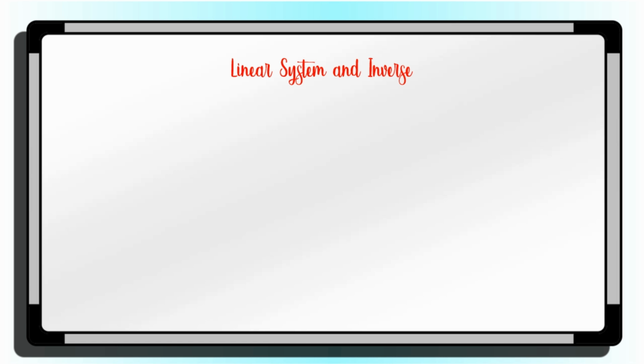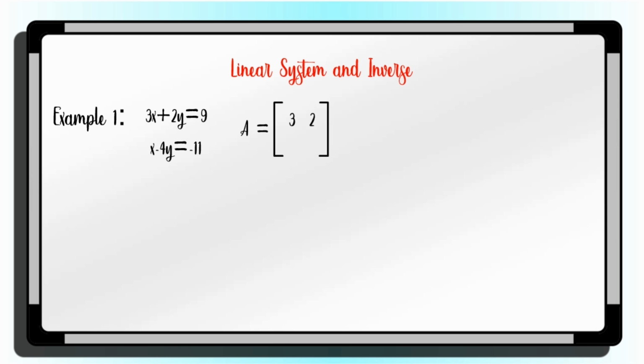After deriving the formula, we will proceed to solving linear systems. Example number 1. A is equal to 3, 2, 1, negative 4. We already know the variable of the equation, same with the B, but A inverse is not given. So first, find the inverse of matrix A.